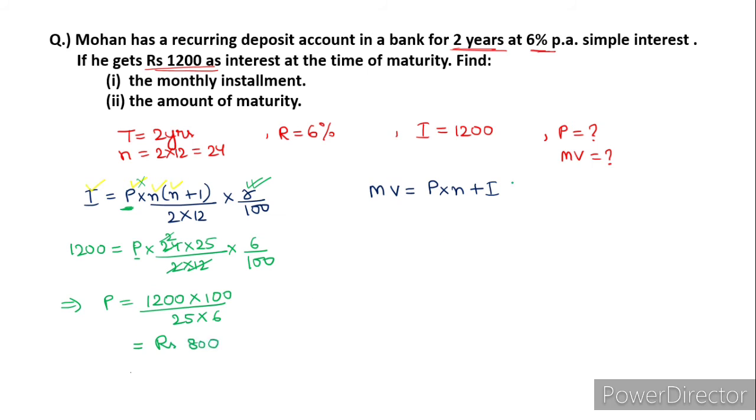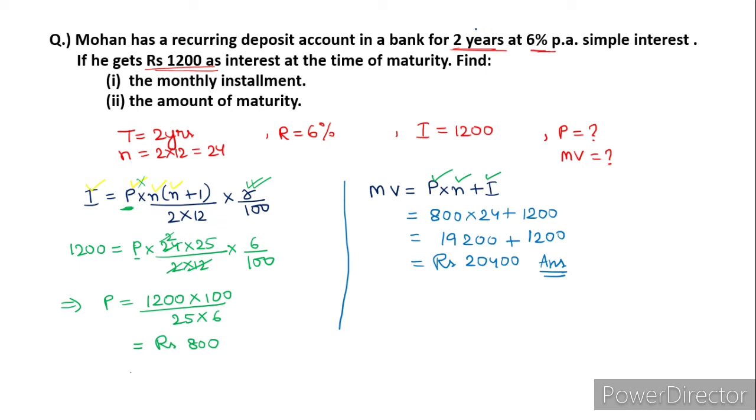Now you have P, N you know, and I also you know. Therefore, you can find the maturity value. Simply put the values, what is given. P we got 800, N is 24 plus interest is 1200. It is 19,200 plus 1200. Your answer is rupees 20,400. This is the answer. Okay.